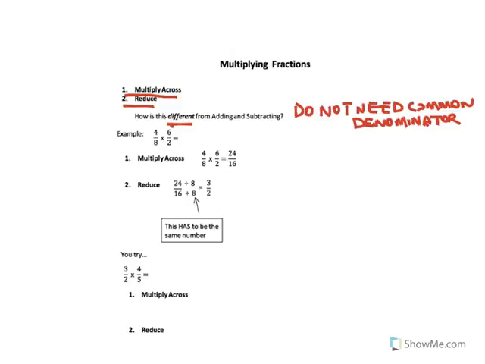Here we go. In this example, we have 4 over 8 times 6 over 2. Step 1, I multiply across. I do 4 times 6 equals 24. 8 times 2 equals 16. I get 24 over 16. I reduce, remember, this has to be the same number, el mismo número. 24 divided by 8 gives me 3. 16 divided by 8 gives me 2. The answer is 3 over 2.